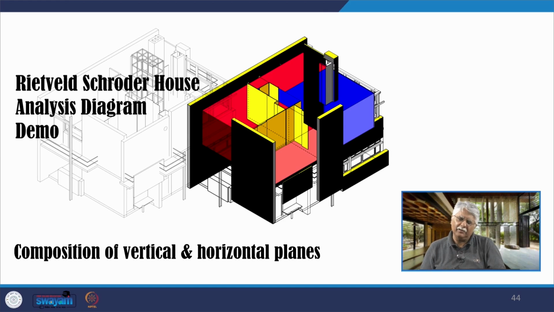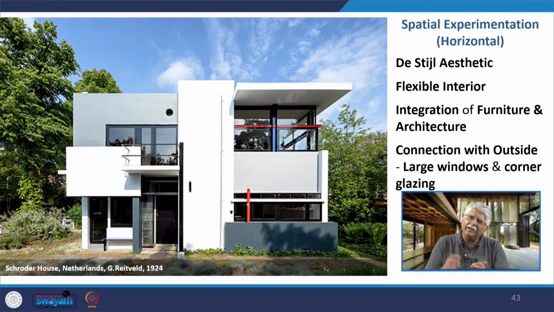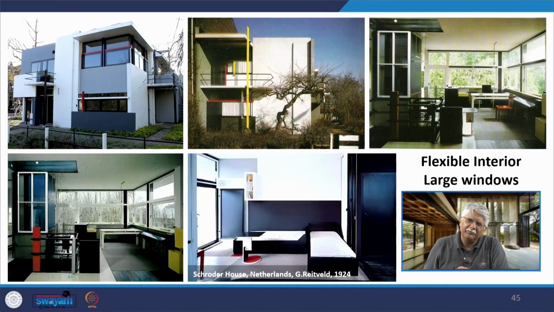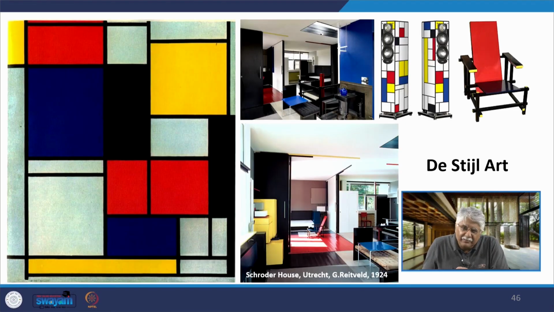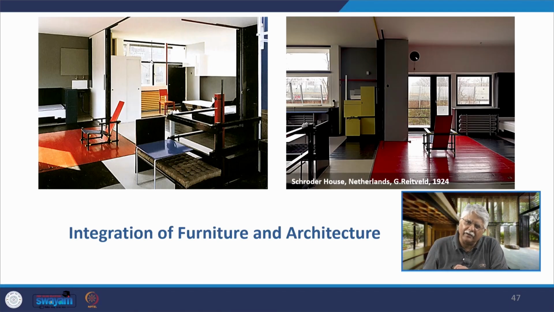Now, you will find that many of these ideas are being repeated, because when we talk of large windows and corner glazing to connect with the outside, we have talked about that in the works of Mies also. So, it became a common trend throughout the international style. These are the flexible interiors with large windows of the Schroder House. This is De Stijl art. So the actual movement began in the world of art and then carried on into the world of architecture with this integration of furniture and architecture and De Stijl colors and style within the house.